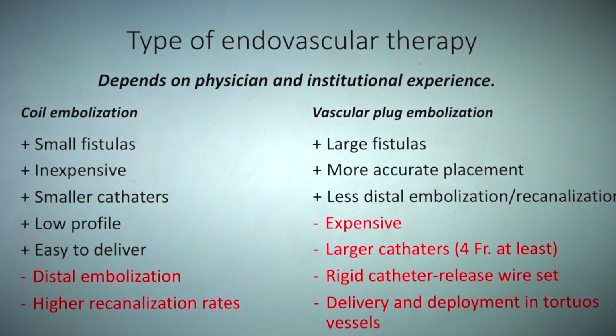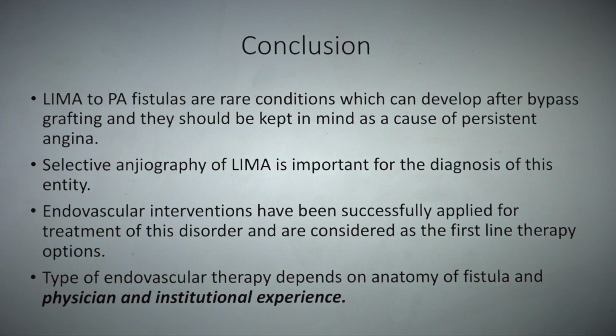In conclusion, LIMA to pulmonary artery fistulas are really rare clinical entities that can develop after bypass grafting, and they should be kept in mind as a rare cause of persistent angina. Selective angiography of the LIMA is important to diagnose this entity, and endovascular treatment options have been successfully applied for treatment of this disorder and are now first-line therapies. The type of endovascular therapy depends on the anatomy and characteristics of the fistula and physician and institutional experience.